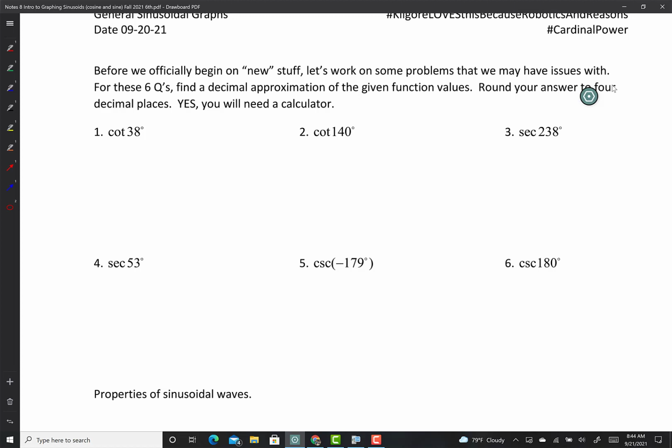I know that there's some calculators that have buttons for cotangent, secant, and cosecant. A lot of calculators don't, and that's because all of these are reciprocals, and you can get them by just doing the reciprocal of tan. For example, number 1 says cotangent 38. Well, that's equivalent to saying 1 divided by tan 38 degrees. So let's see what that is.